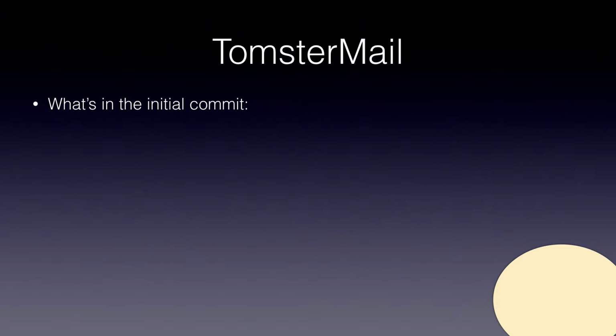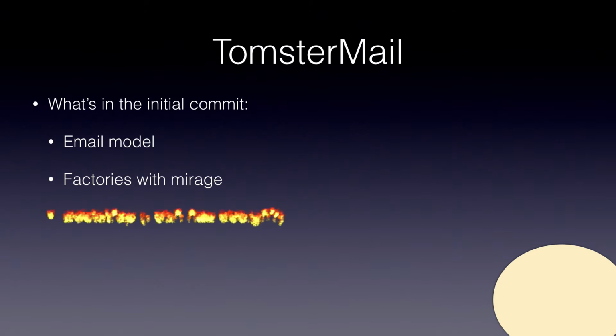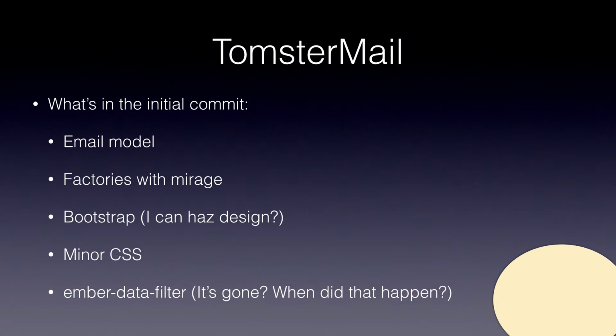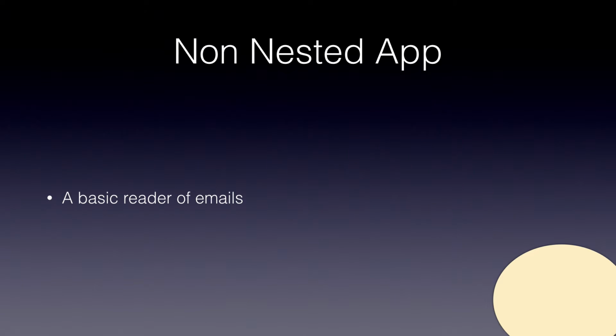So what's in the initial commit? We've got an email model, an Ember Data model, just to provide some basic data, some factories to fake the content of that data, Bootstrap because I can't do real CSS, some minor CSS changes, and the Ember Data filter add-on because that's gone from Ember Data, apparently. And that's basically it. So this is pretty much a clean app.